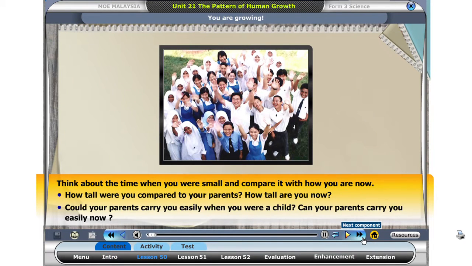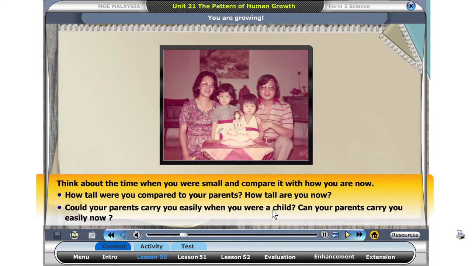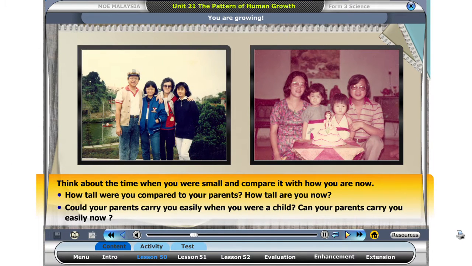You are now in Form 3. You have grown a lot since you were a child. Think about the time when you were small and compare it with how you are now. How tall were you compared to your parents? How tall are you now?